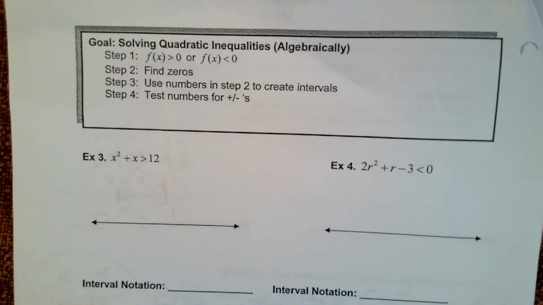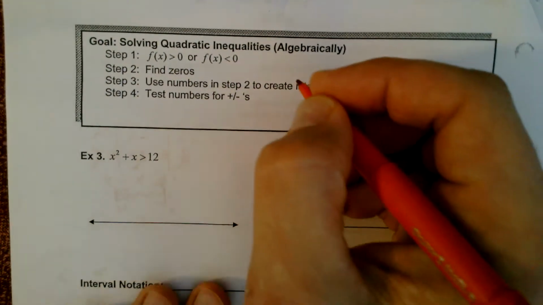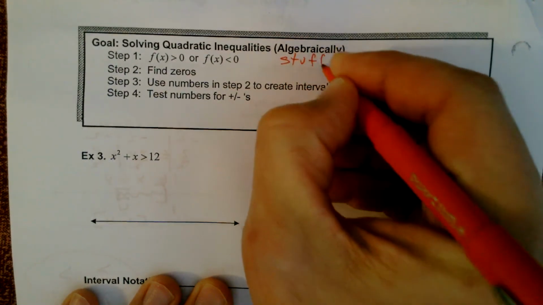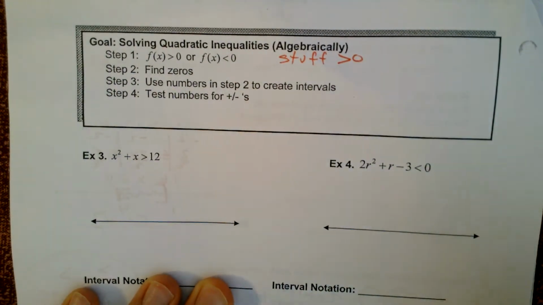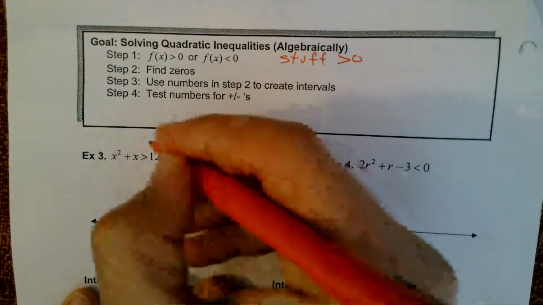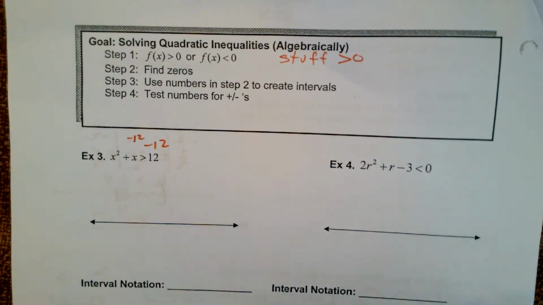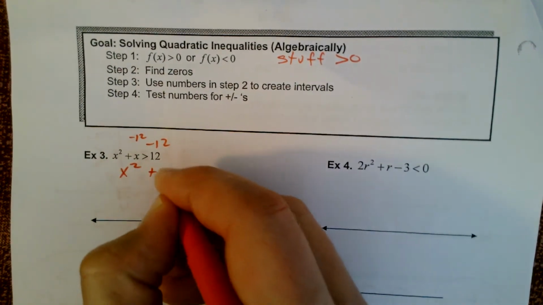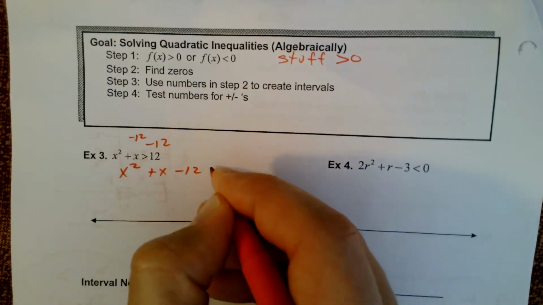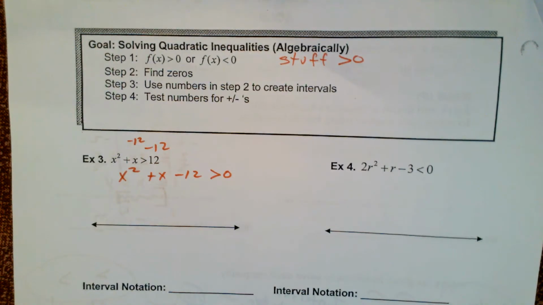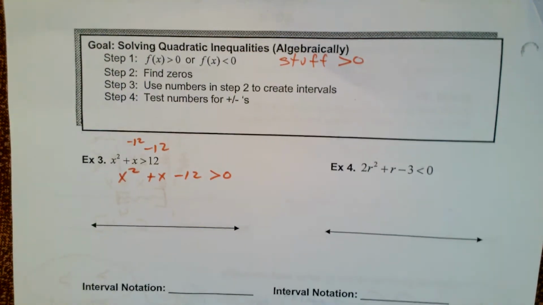So when I take a look, it says goal number 1, we're going to solve these things algebraically. Step 1 is to get your function less than or greater than 0. So basically we want to get our stuff on one side and then greater than 0 or less than 0. So for example 3, the first thing we need to do is subtract over that 12. And now we have x squared plus x minus 12 is greater than 0, written in descending order so we can do the next step, which is to find the zeros.